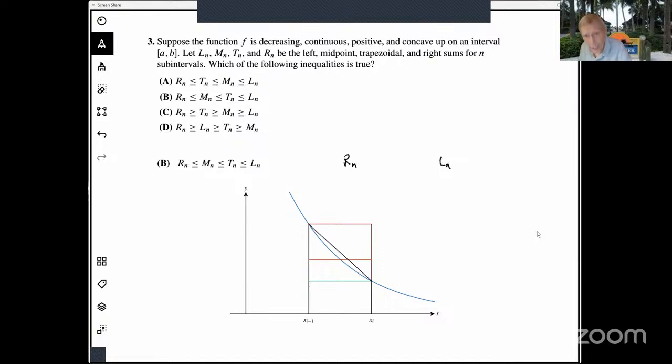Well, this line, which I think is maybe brown, this one right here, is representing the trapezoidal sum. And this one right here is representing the midpoints. So I've taken the midpoint and I've gone up to the value on the curve. Now, in each one of these subintervals, which of those regions is bigger?